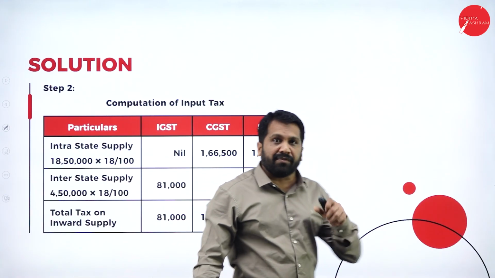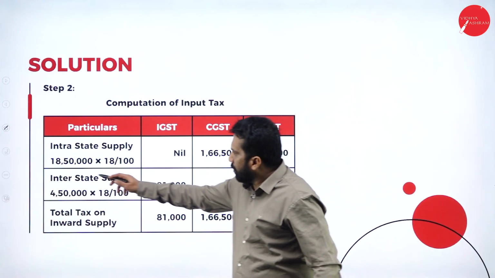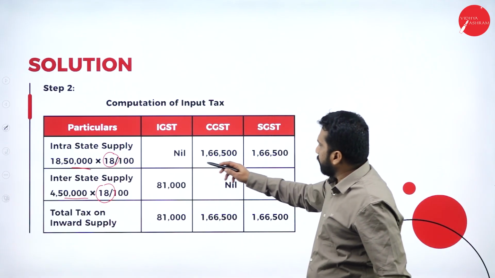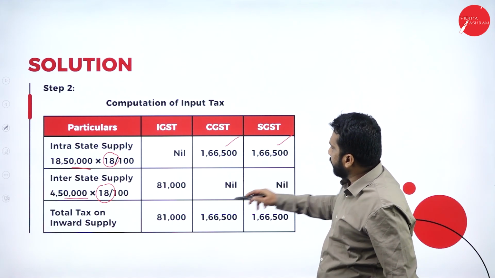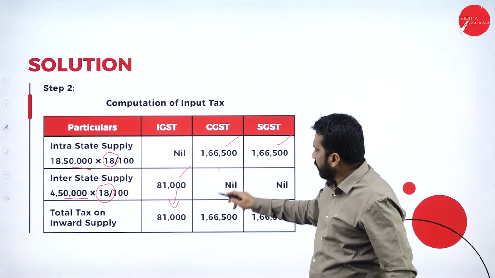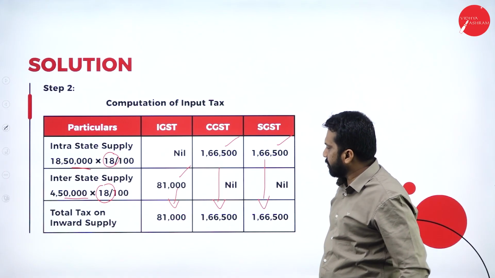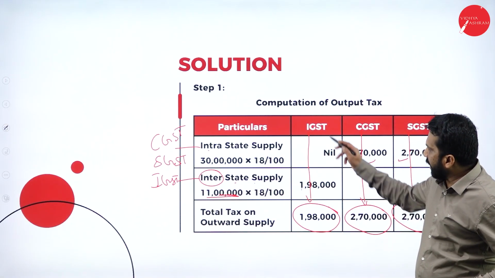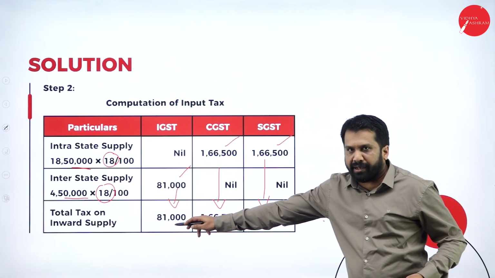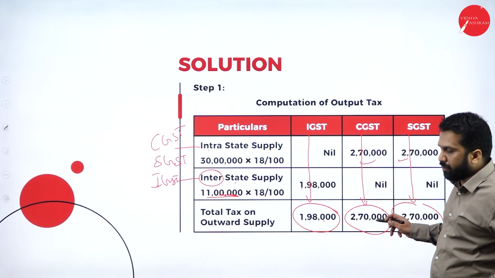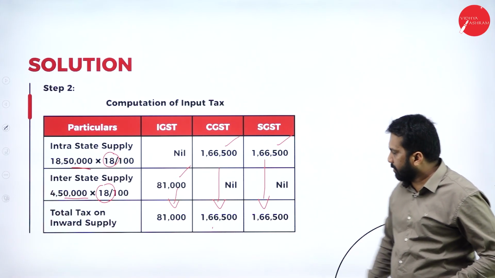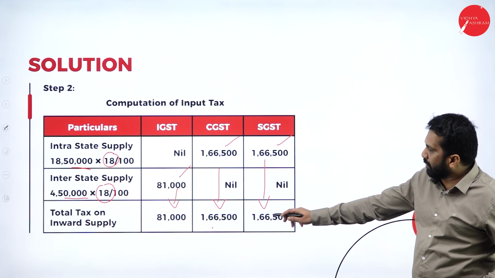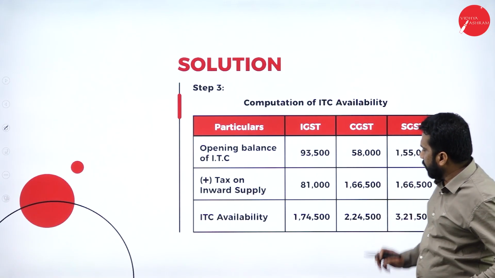Once you are done this, you have to go with inward tax. 18 lakh 50 into 18%, 4 lakh 50 into 18%. Calculate, make it half of 1 lakh 66, 81. That total is 81, 166, 166. Hope you are clear. Now you are supposed to, the previous one, 1 lakh 98 is IGST minus 81. 2 lakh 70 minus 1 lakh 66. 2 lakh 24,500 minus your answer. 1 lakh 66,000 minus your 2 lakh 24.